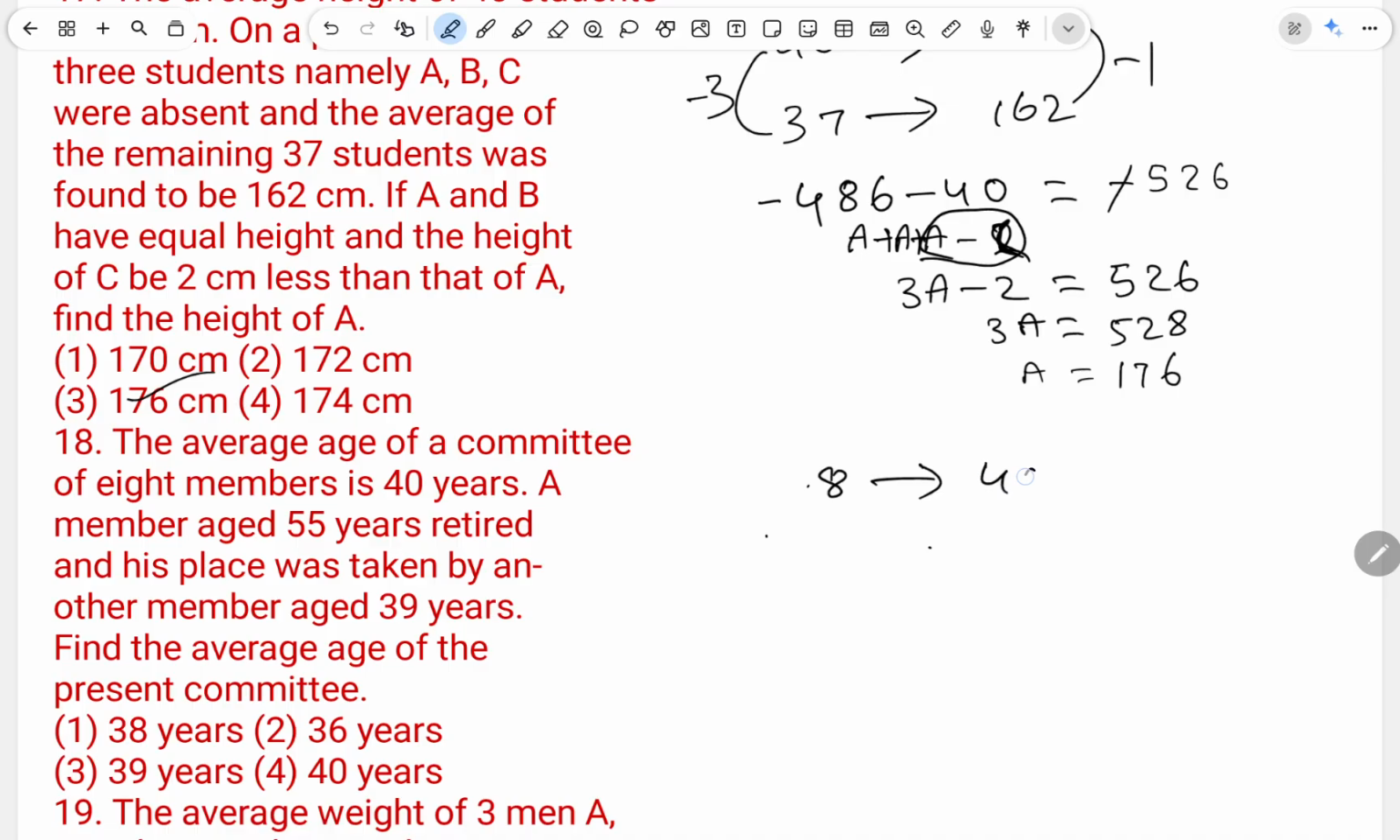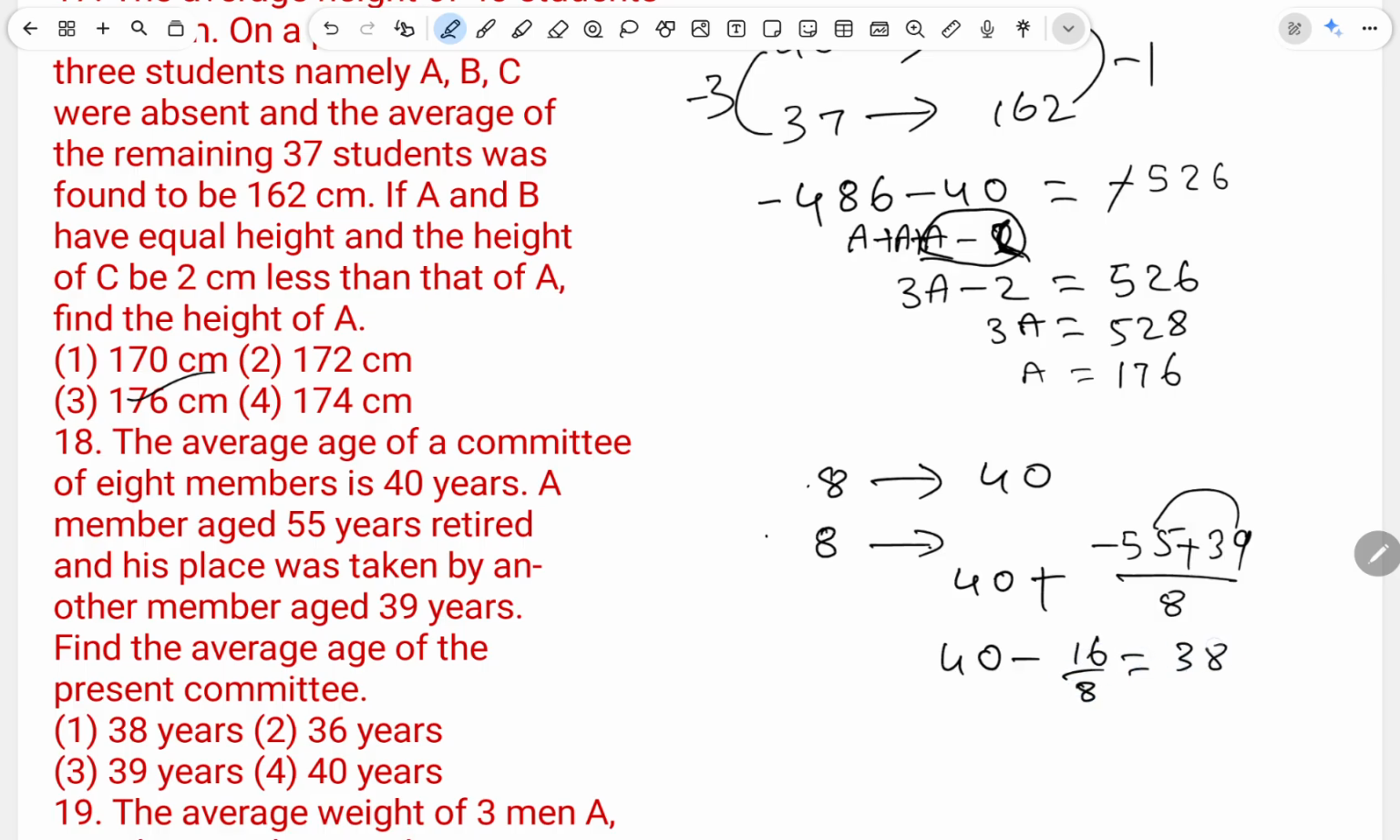The average age of 8 members is 40. Then one person left and one person joined. A member aged 55 years retired and his place was taken by another member aged 39. Find the age of the committee. Simple thing. 40 plus 55 left and 39 came, divided by 8. So 40 minus, this difference is 11 plus 5, 16. 16 by 8 is 2. So 38.